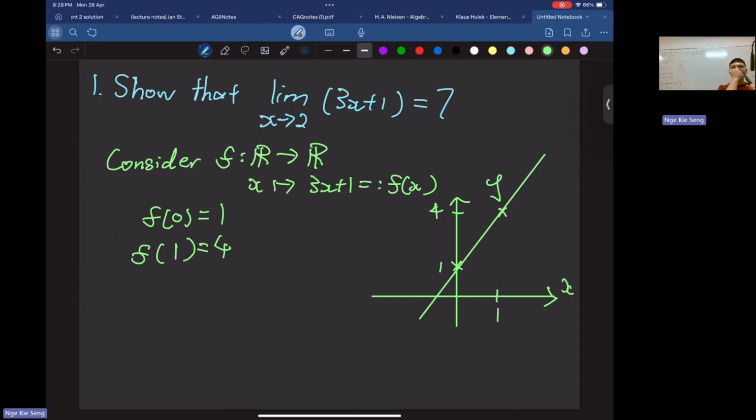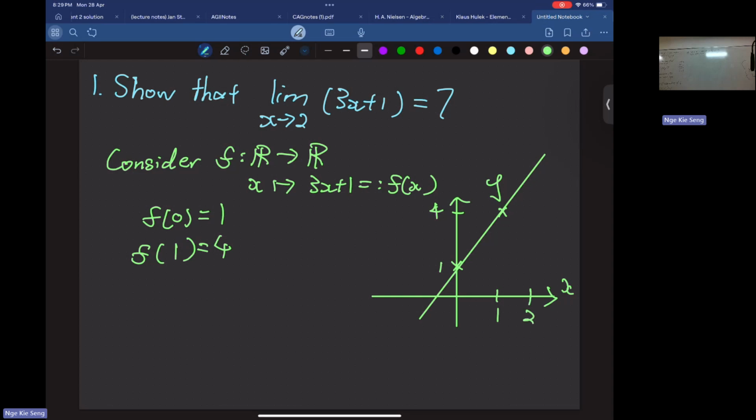What property does a linear function have? Yes, the gradient. The gradient is a constant. In this case here, what's the gradient? 3. Hopefully you remember this from your high school. So because the gradient is constant, you have this line right here. The question is about x going to 2. Where's the point 2 here? X equals 2. Where is it? On the right hand side of 1.